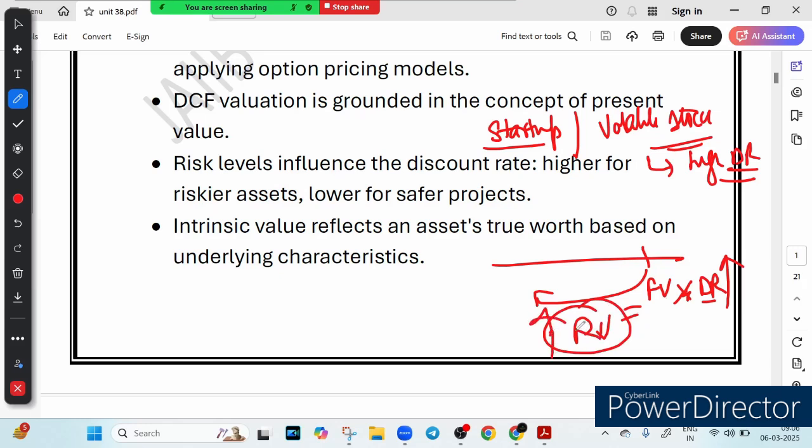Safer investments like government bonds have a low discount rate. You must know that a startup or volatile stock has a high discount rate, which means we reduce their future value more. If the discount rate is higher, you know what will happen.